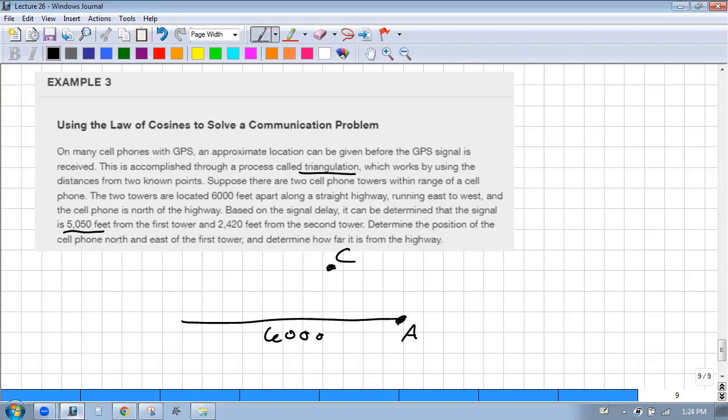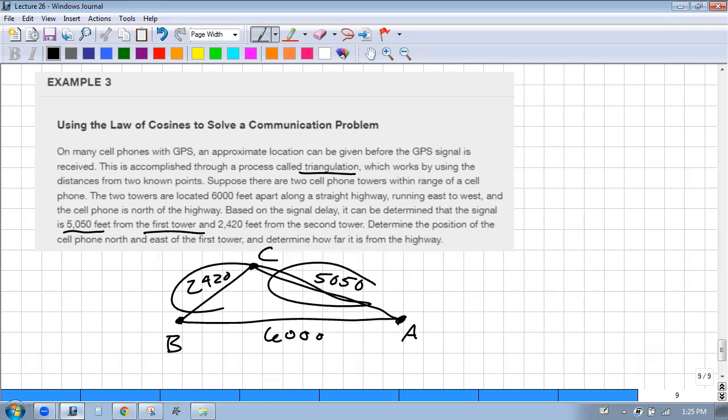Well, I'm going to call this A and I'm going to call this B because they said the highway runs east to west. So if we're talking about things going east to west, I will call this the first tower, because what do they mean by the first tower? I don't know what that is. There are just towers. There's no first tower. But if you're going to say east to west, okay, I'll call that the first tower. They say the cell phone is 5,050 feet away from the first tower and 2,420 from the second tower. So that's more accurate. This should be longer than that one, right?